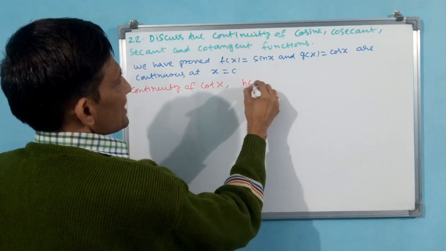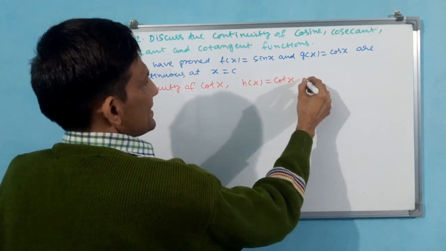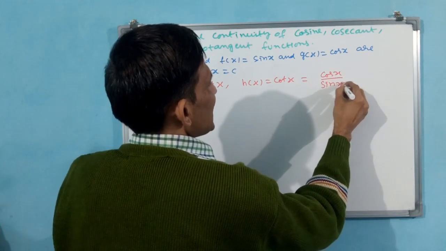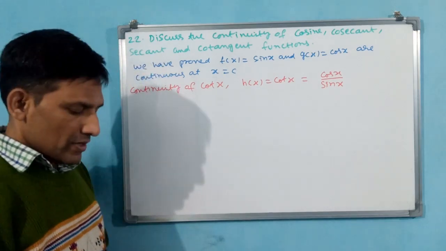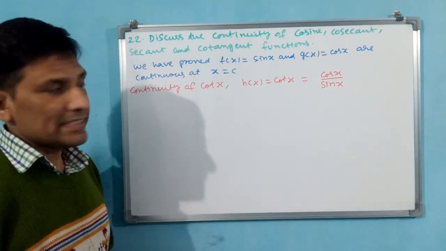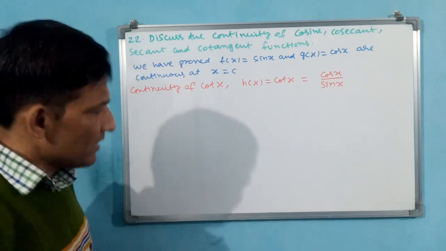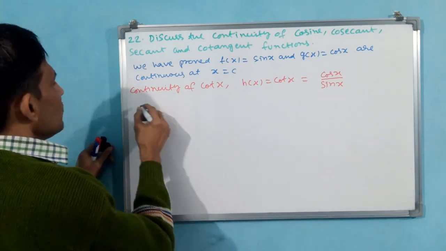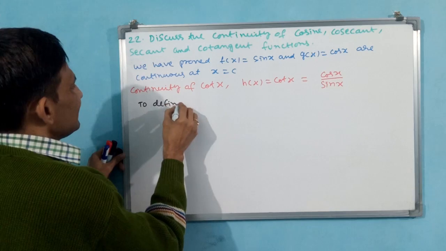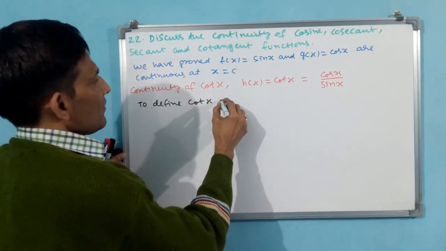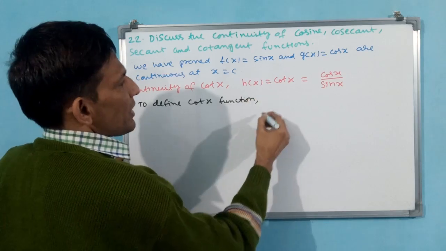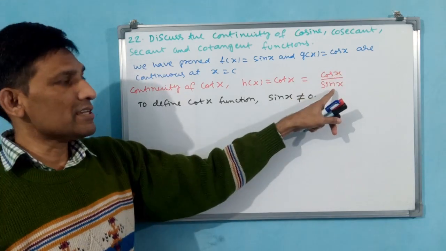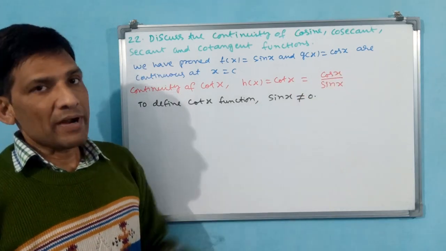h of x is equal to cot x, that is equal to cos x by sin x. Now again, to define the cot x function, sin x should not become 0. If sin x becomes 0, then cos x by 0 happens and cot x is going to become undefined.